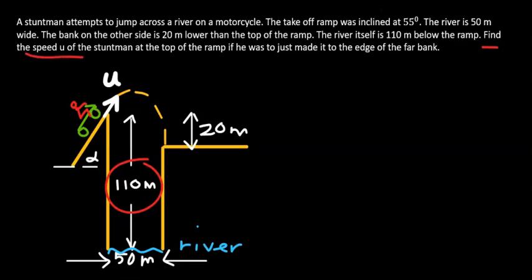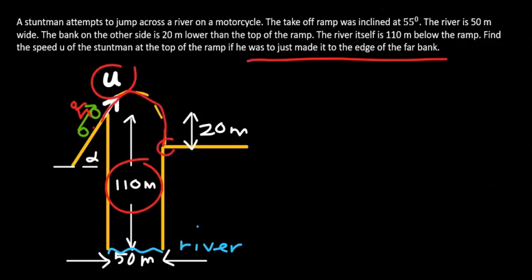Find the speed u of the stuntman at the top of the ramp if he was to just make it to the edge of the far bank. So that speed, provided that he follows that trajectory and he lands there.